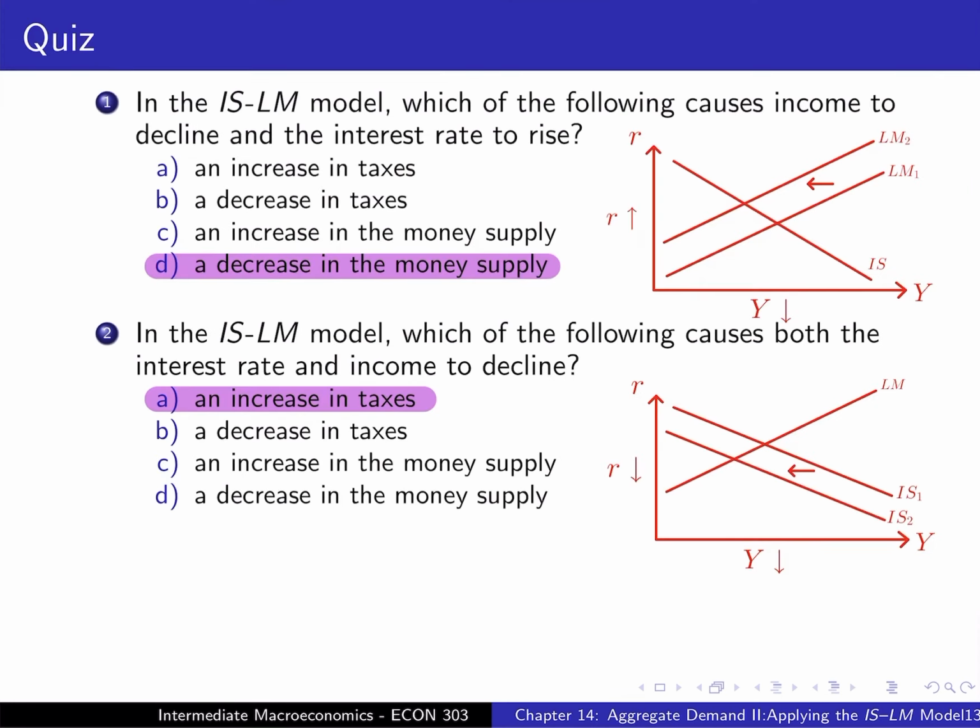Here we begin the quiz. Let's take a moment to test your understanding of the ISLM model. Question number 1. What causes income to decline and the interest rate to rise?